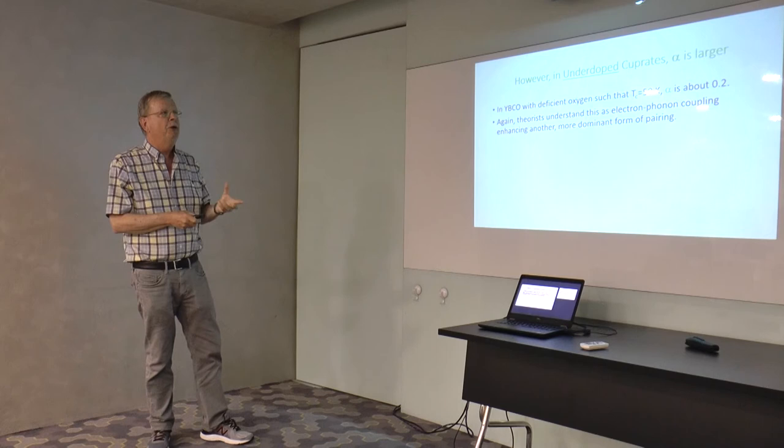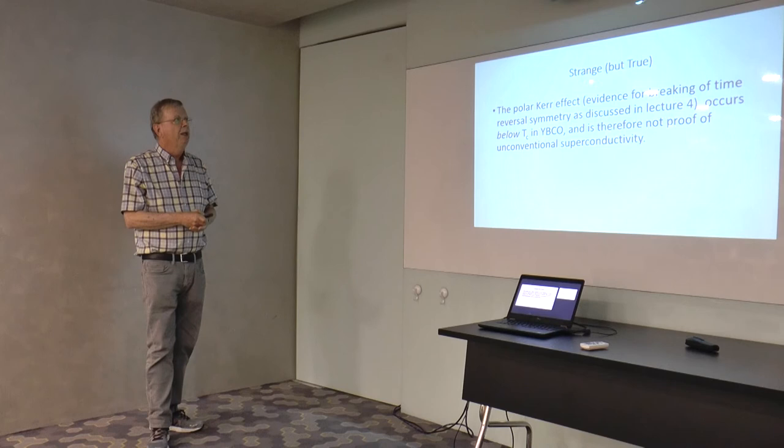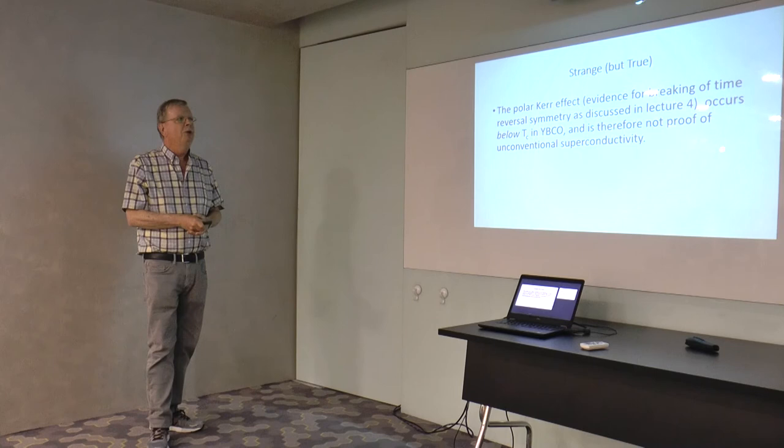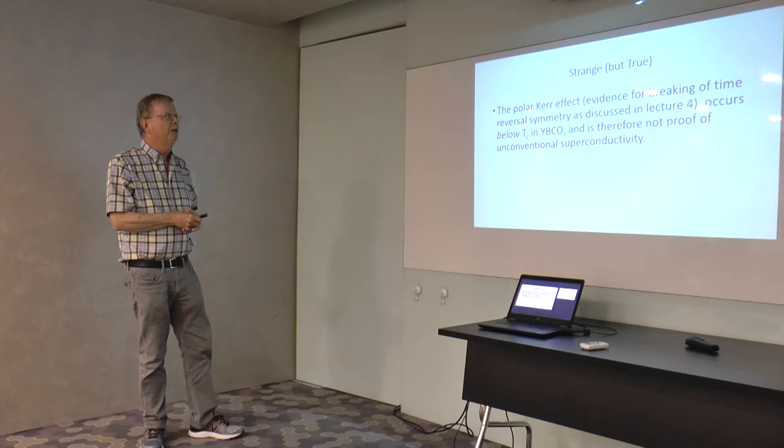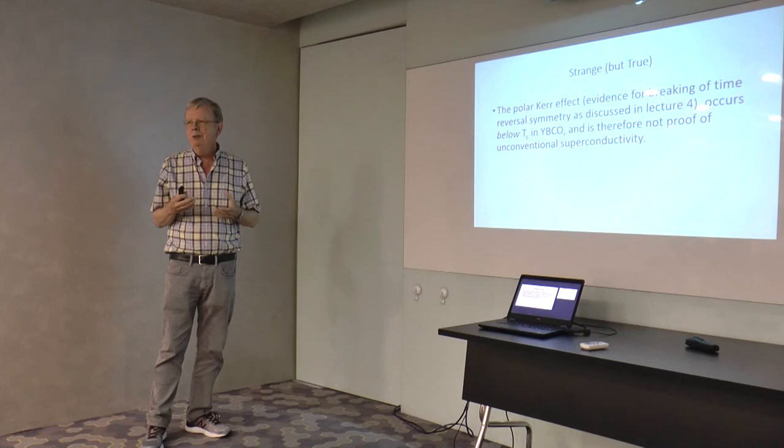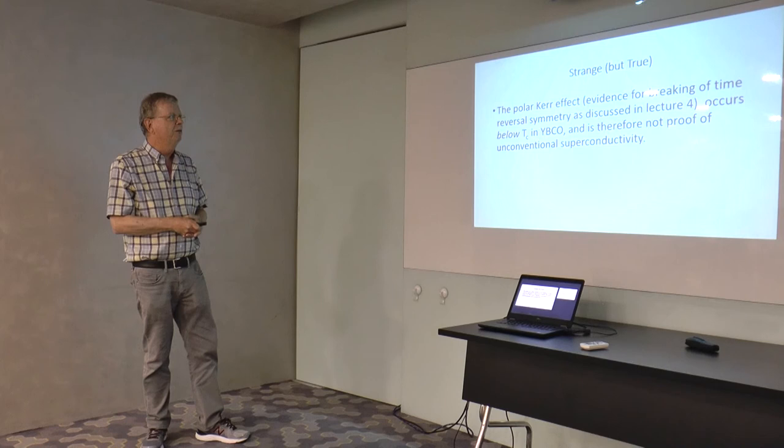Or it might. Here is just something I could not resist putting in this lecture. This is a one slide, totally not connected to the previous slides or the slides that come afterwards. We talked about looking for time reversal symmetry breaking as evidence for unconventional superconductivity, because that would say that the Cooper pairs have a magnetic moment which would break time reversal symmetry. It turns out that in YBCO you see a polar Kerr effect, but it's not at TC, it's below. So where the pairing starts, it's not showing a polar Kerr effect. So that is not proof of unconventional superconductivity, which is sort of interesting.